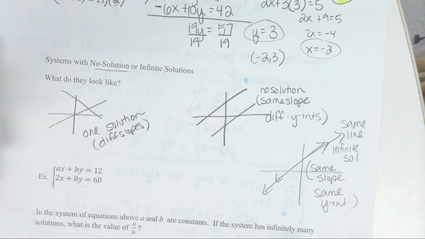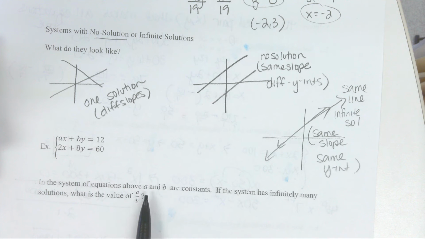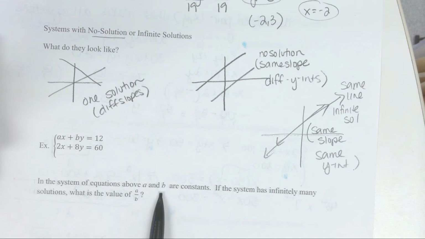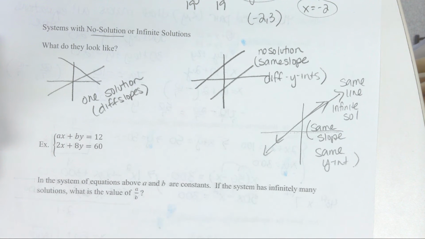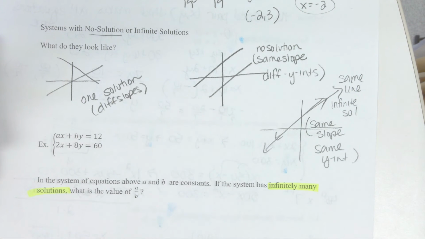It says up here, in the system of equations above, A and B are constants. That just means they're numbers. If the system has infinitely many solutions, what's the value of A over B? Here's the deal. Let's figure out what A and B have to be. That's all we're going to do here, and then we're going to do A divided by B. If there are infinitely many solutions, they have to be exactly the same line.